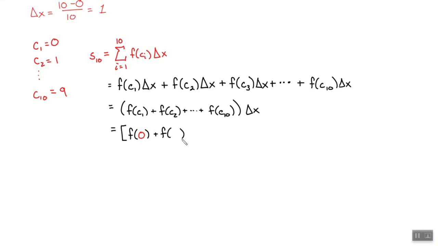Plus, what's f of c sub 2? I'm going to put all these in. You said it's 1. I agree. And the next one is f of c sub 3, which is what? 2. And we just start kicking through here. I'm going to use the ellipses, plus dot, dot, dot, and I'm just going to close it here. And then we multiply by, what was our delta x? 1. So that's pretty convenient.